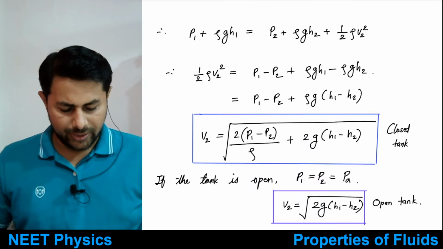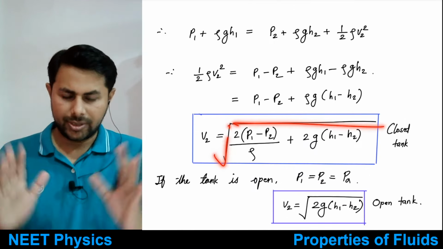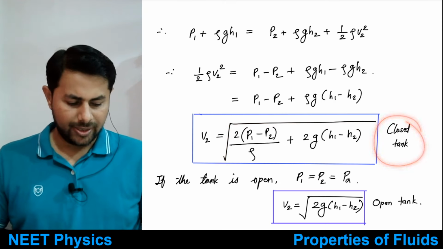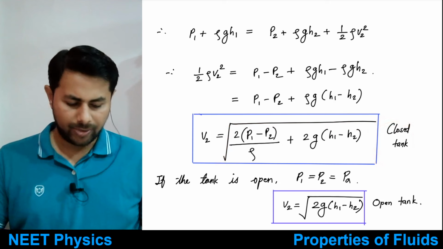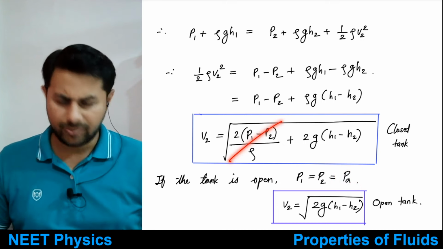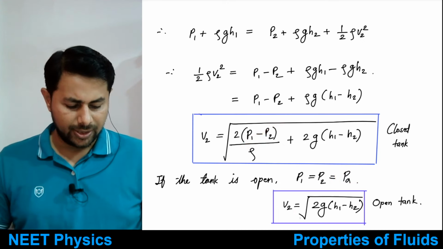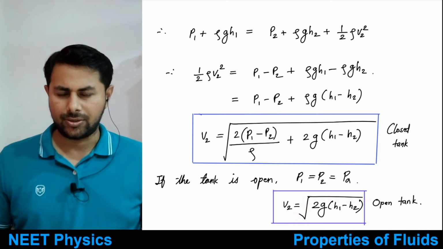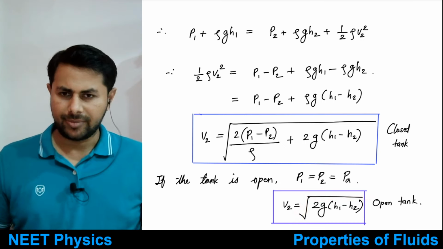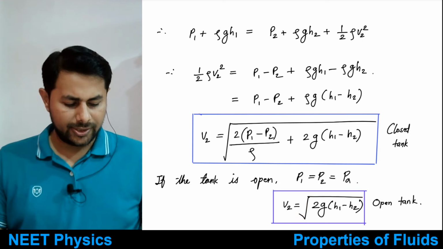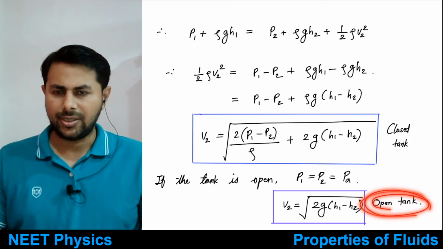Okay, so then you get this formula, which is the first formula that we saw, and this is for a closed tank. For a closed tank, you should use this formula. If the tank is open, then P1 is equal to P2 is equal to atmospheric pressure. So this term gets cancelled out, and what remains is V2 is equal to square root of 2g times H1 minus H2, the height difference, right? And this is called Torricelli's law.